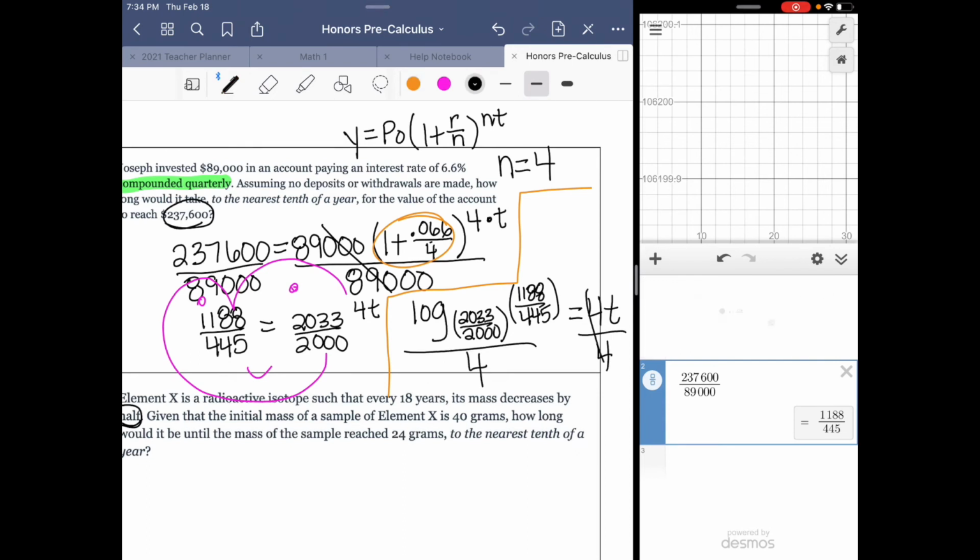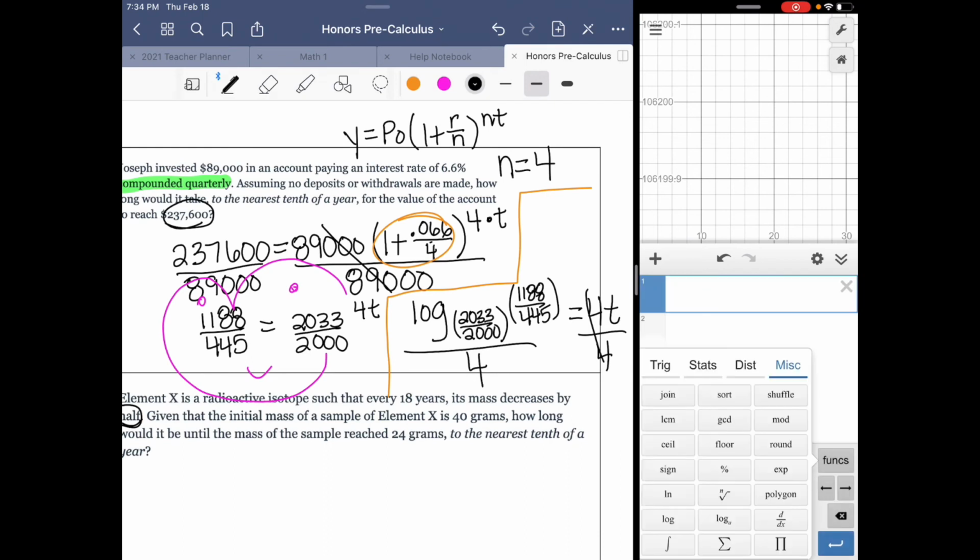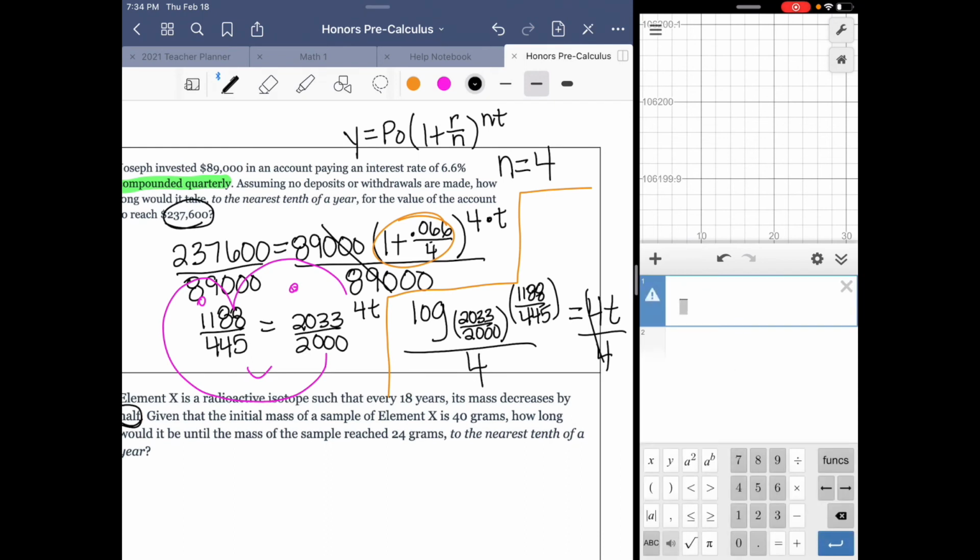So you're really going to have to be careful when you put this into Desmos. So I'm going to go ahead and start with my fraction. All right, so I'm going to start with the numerator. So I have log and in parentheses. All right, so I have 2033 divided by, whoops. Okay, so it's not going to work with us very well. So it seems that we are not going to be able to put, even with parentheses, the fraction in there.